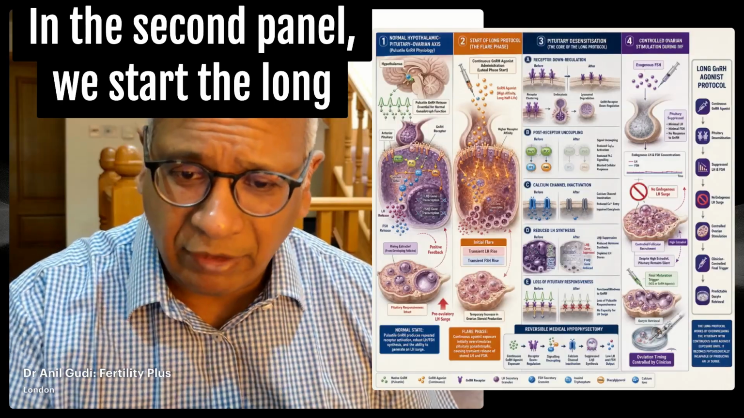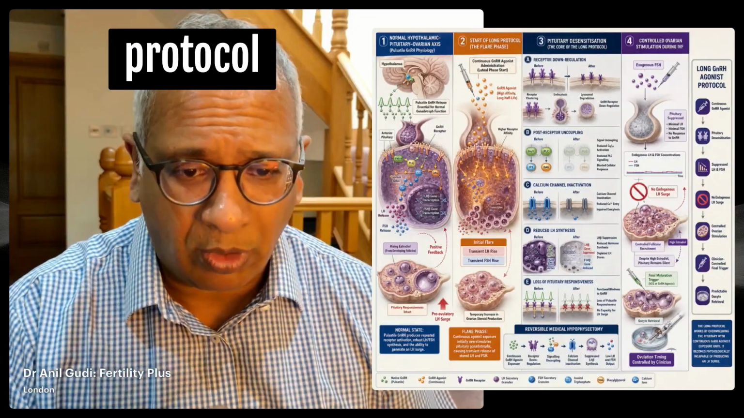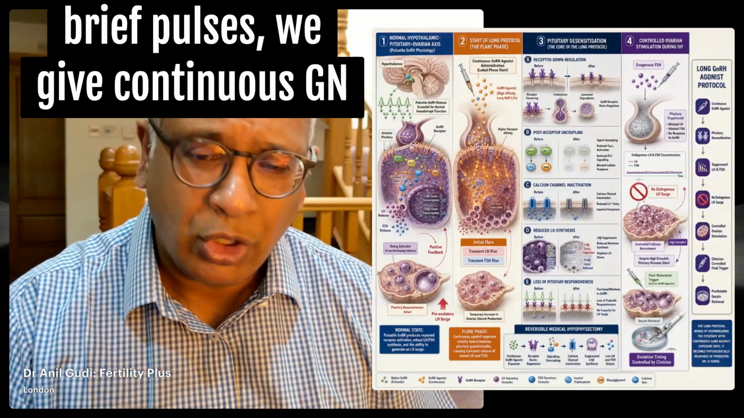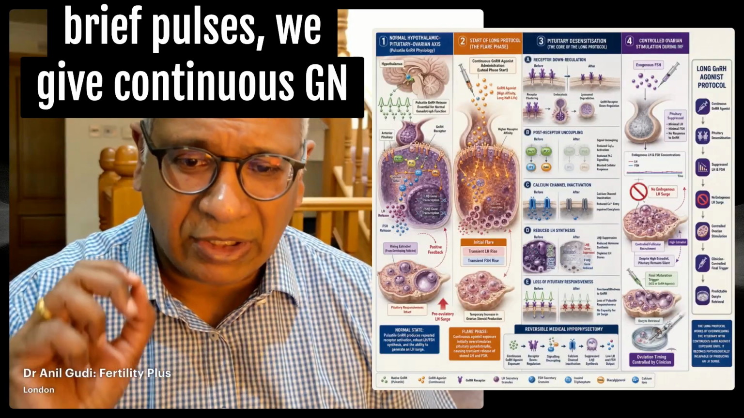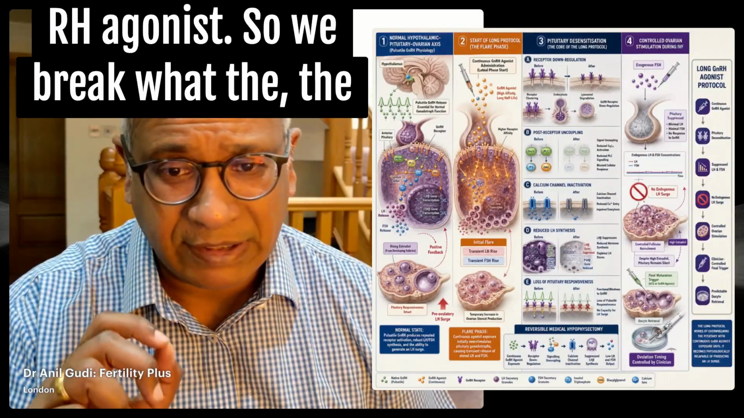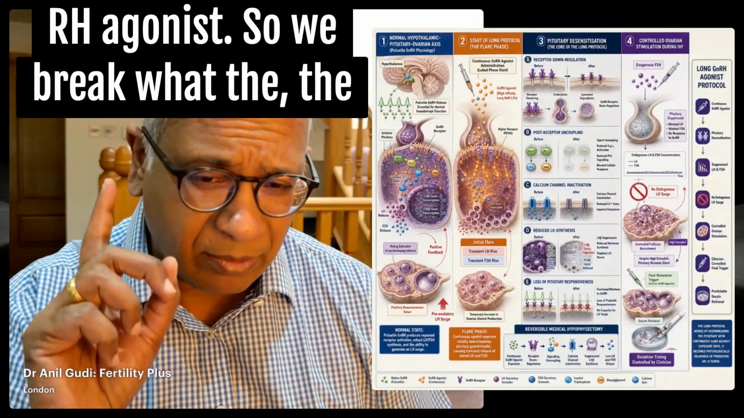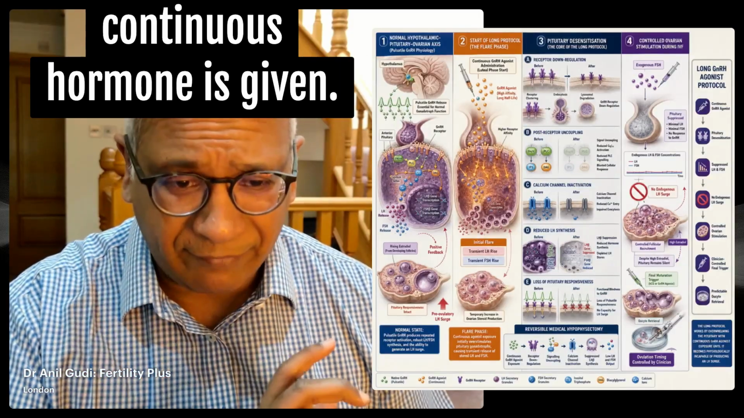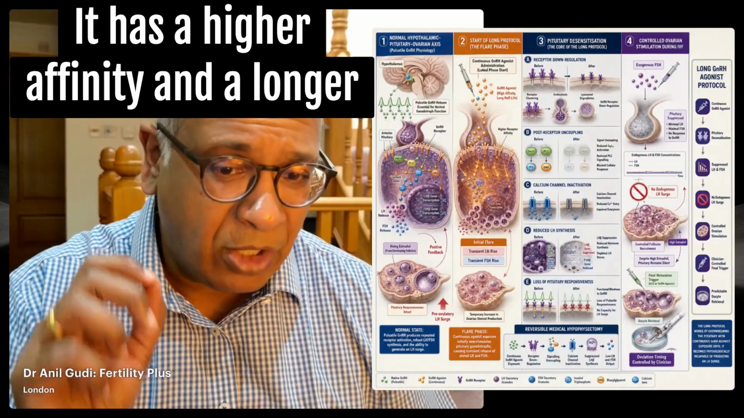In the second panel, we start the long protocol in the luteal phase. Instead of brief pulses, we give continuous GnRH agonist. So we break what the brain is understanding. Continuous hormone is given. It has a higher affinity and a longer half-life.